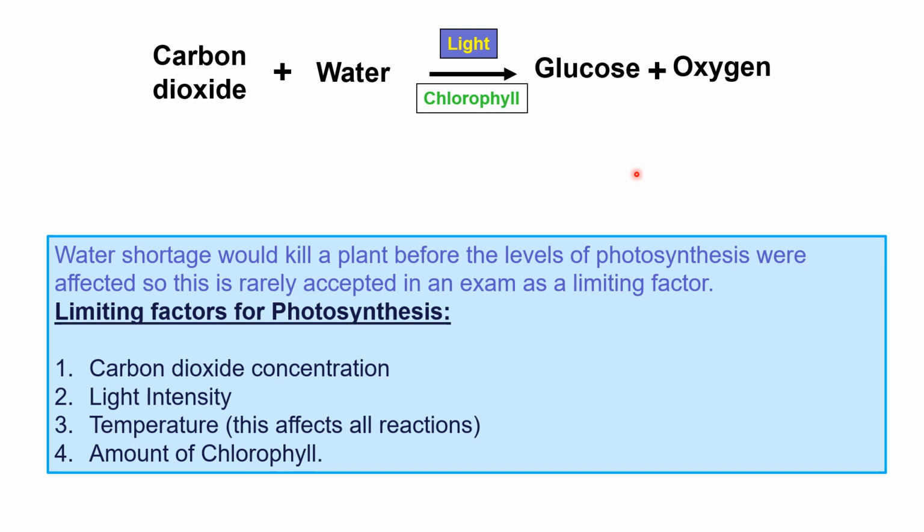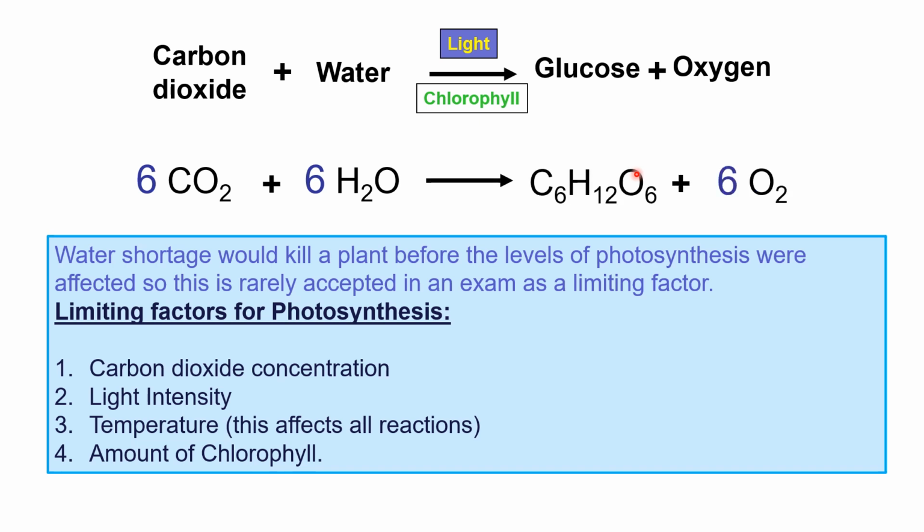You should also know the symbol equation if you're doing higher tier, which hopefully you know by now, but it's 6 carbon dioxide, 6CO2, plus 6H2O goes to C6H12O6, which is glucose, plus 6O2. You must know this symbol equation. Okay, so you must know glucose for your exam and be able to recall it.